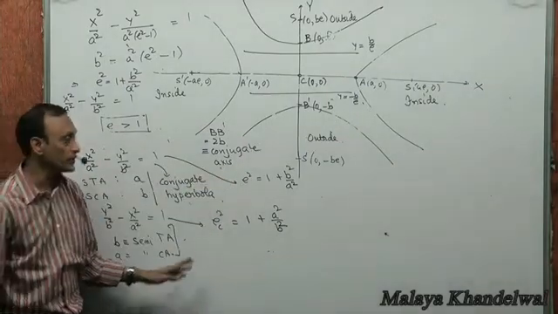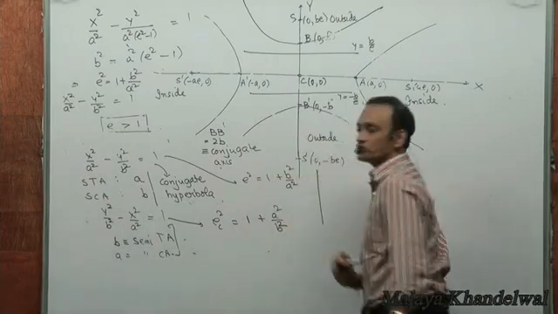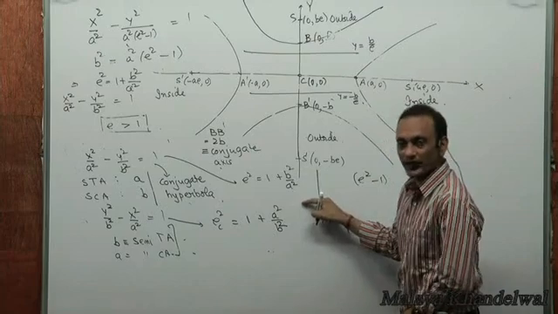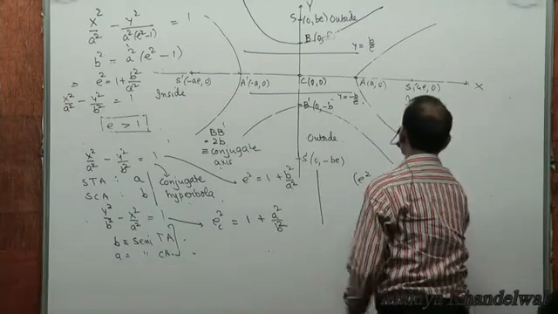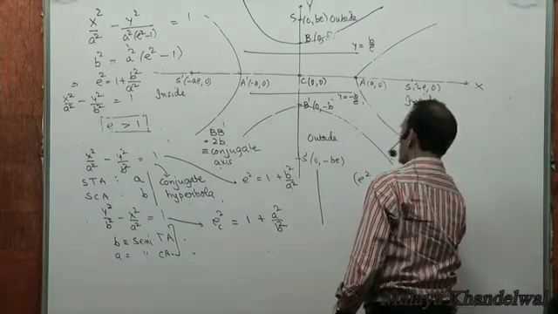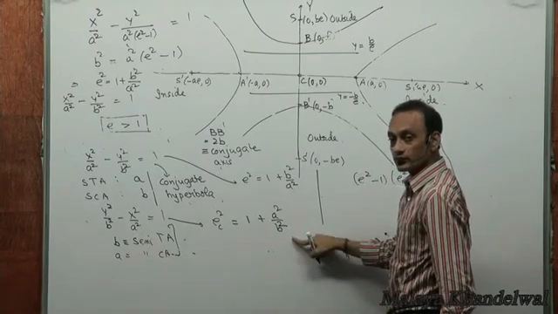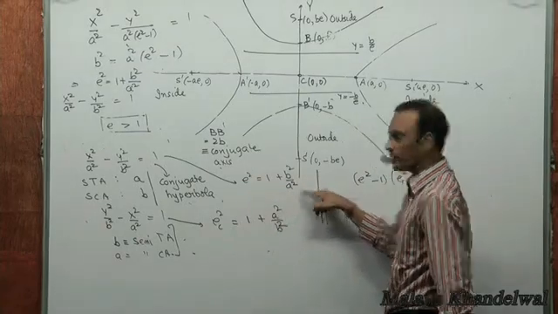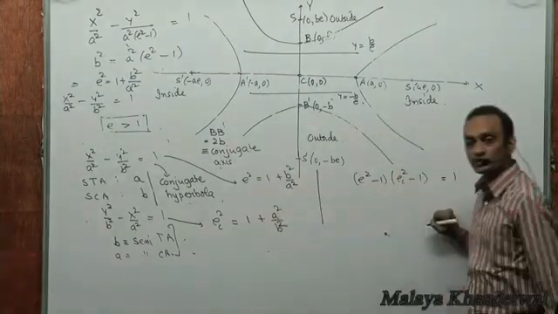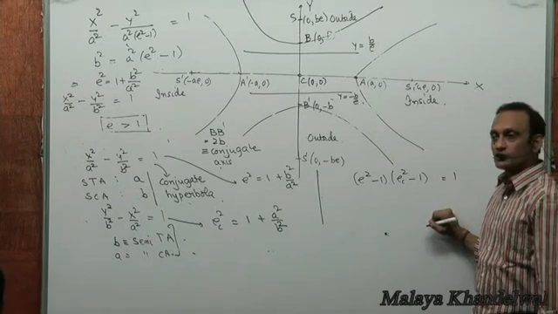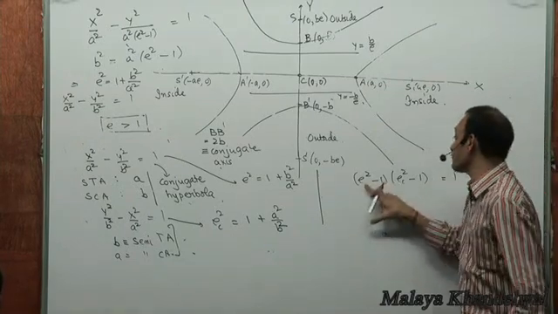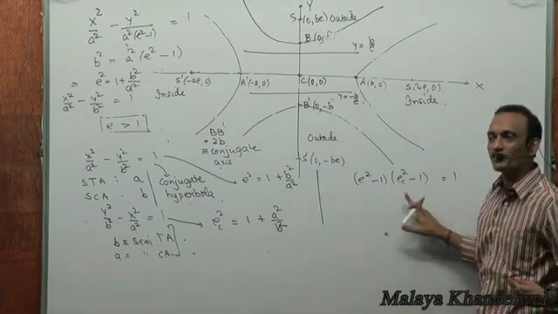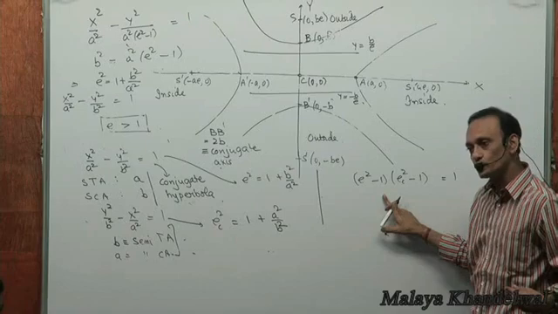Now some simple algebra that you see: E squared minus 1 is what? B squared by A squared. EC squared minus 1 is what? A squared by B squared. Isn't it? EC squared minus 1 is A squared by B squared. E squared minus 1 is B squared by A squared. This product is 1. Do you see that? So that's a relationship between the eccentricity of a hyperbola and its conjugate.